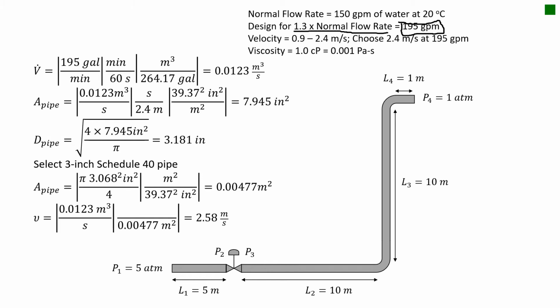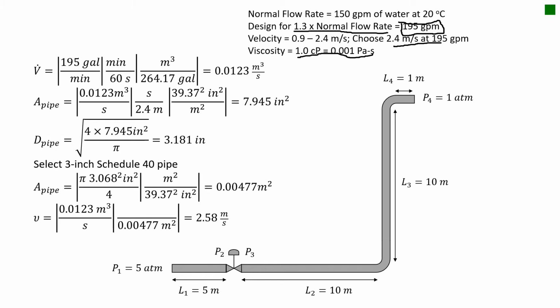minute. The velocity that our heuristics gives us will be 0.9 to 2.4 meters per second. And so we'll choose 2.4 meters per second at that 195 gallons per minute. Since we'll be working at 150 gallons per minute, our velocity will be significantly less than 2.4. And at 20 degrees C, we need to know the viscosity of our fluid. In this case, it's 1 centipoise, which is equal to 0.001 Pascal seconds.